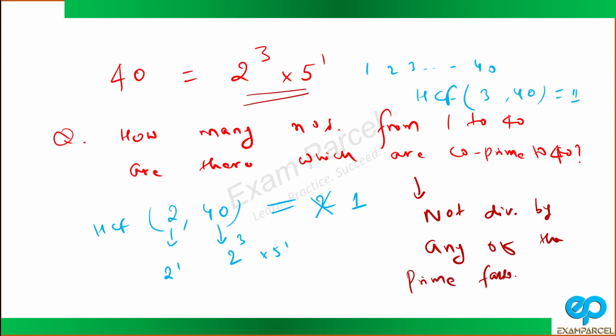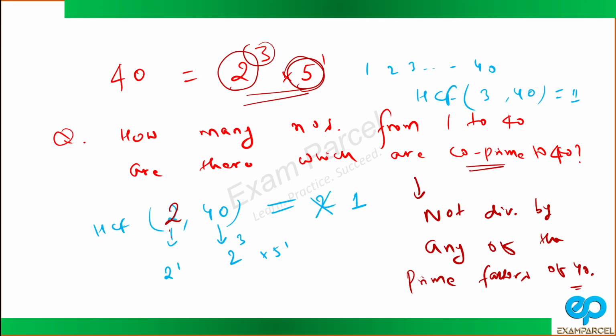Any of the prime factors of 40, right? So it means that if I want the correct answer for this, I want all those numbers which are not divisible by any factor, like it should not be divisible by 2, it should not be divisible by 5. Now the powers are irrelevant here, right? Even if, let's say, you can notice here there is only one 2 here, but it is still not giving me an HCF of 1.